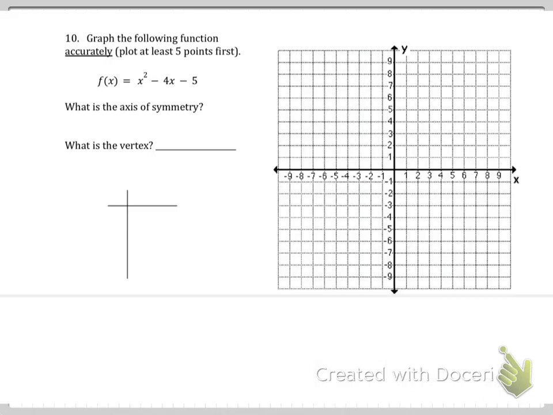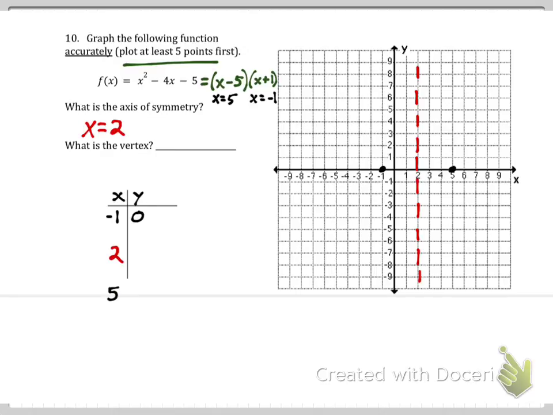So, number 10, graph the following function accurately, and that means plot at least 5 points first. So I'm going to follow much the same trajectory. If you do factor this, which you can do and take your own time, you get x minus 5 and x plus 1. That quickly finds me two zeros, x equals 5 and x equals -1. Now I can identify the axis of symmetry as halfway between those. Halfway between -1 and 5 is x equals 2. The vertex then must start with a 2 and be something else.